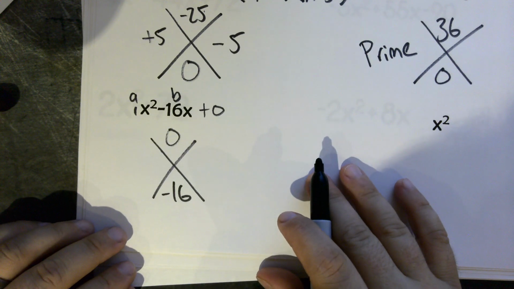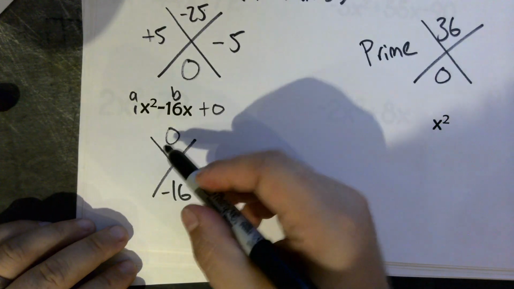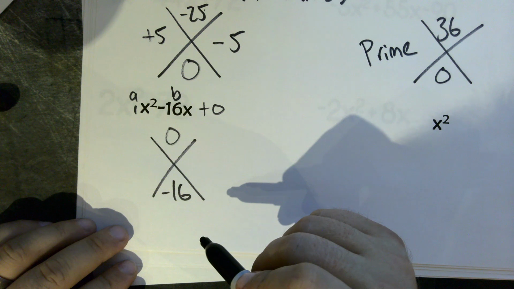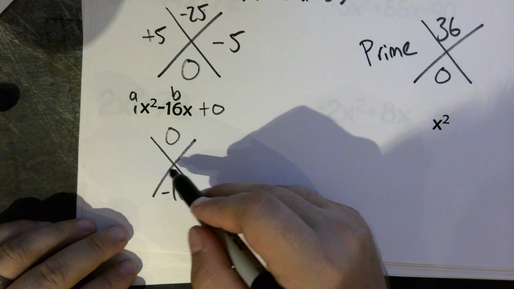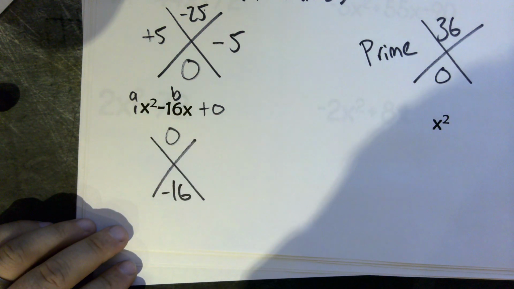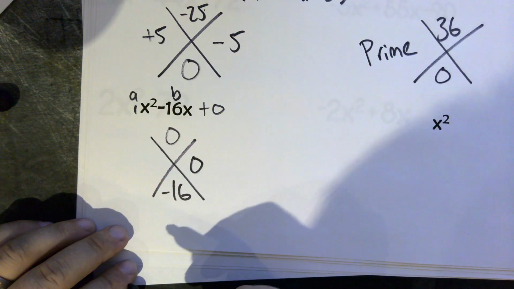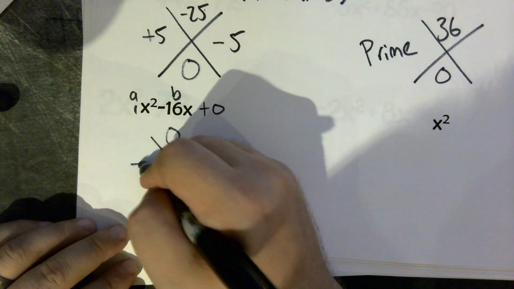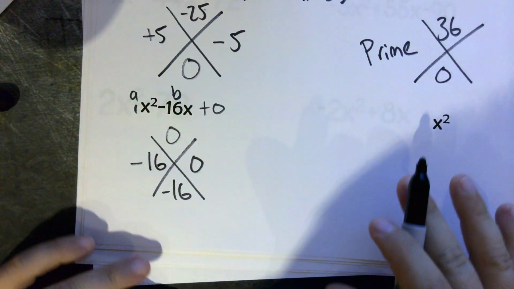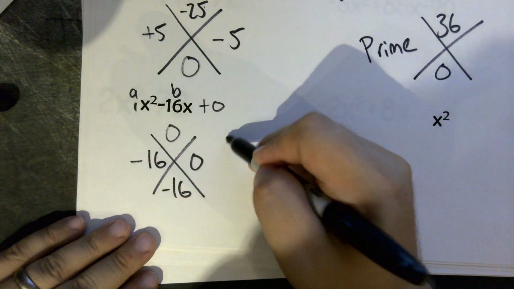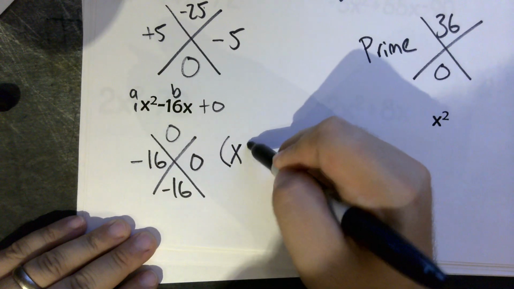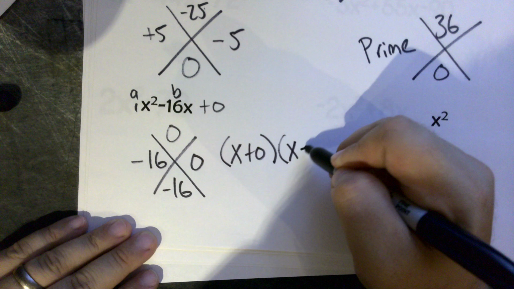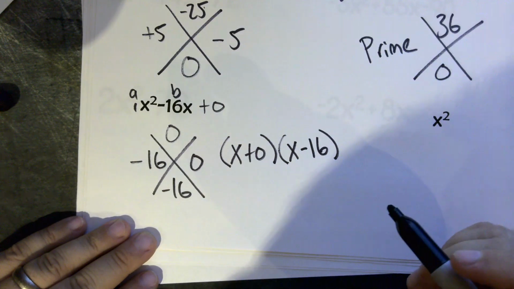Well, they need to multiply to 0. Well, how can you multiply a number by 0? Or how can you multiply by a number and get 0? Well, one of my factors has to be 0. And how can I add that to 0 and get negative 16? Well, one of them has to be negative 16. So this is actually going to be x plus 0, or x minus 0, same thing, and x minus 16. Those are your 2 terms.